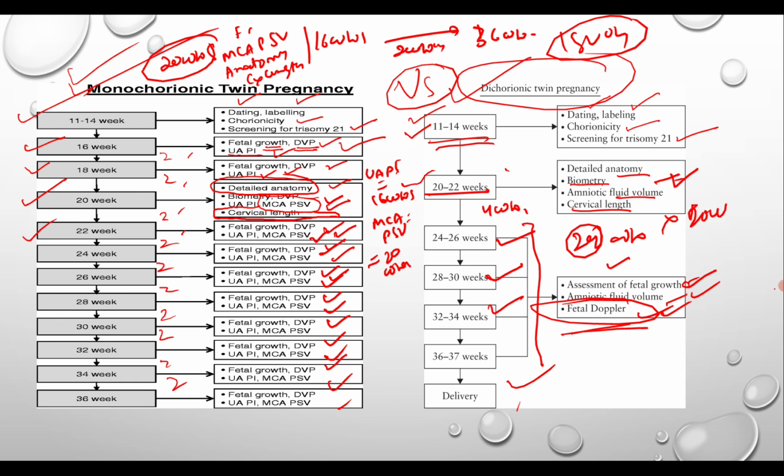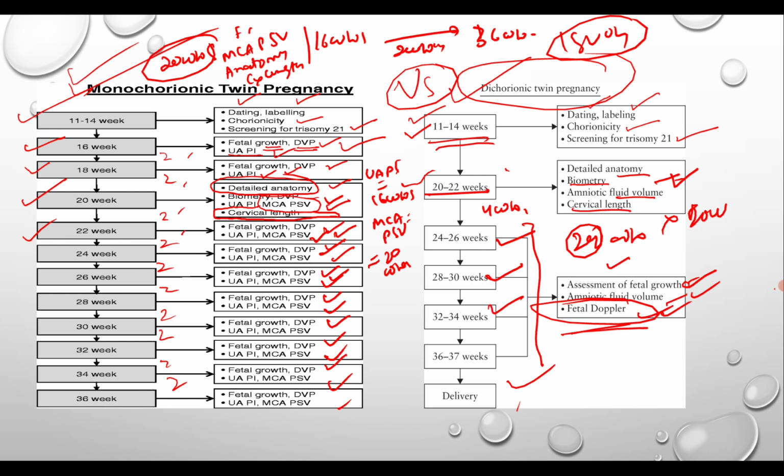Very simple. Start from 11 to 14 weeks, both monochorionic and dichorionic: dating, labeling chorionicity, and screening for trisomy has to be done. Then from 16 weeks onward, monochorionic has to be done every 2 weekly: first fetal growth, umbilical artery PI, and deepest vertical pocket. Then from 20 weeks onward you add MCA-PSV and cervical length, and if it is less than 2.5 serial measurement has to be done. Same thing in dichorionic also.